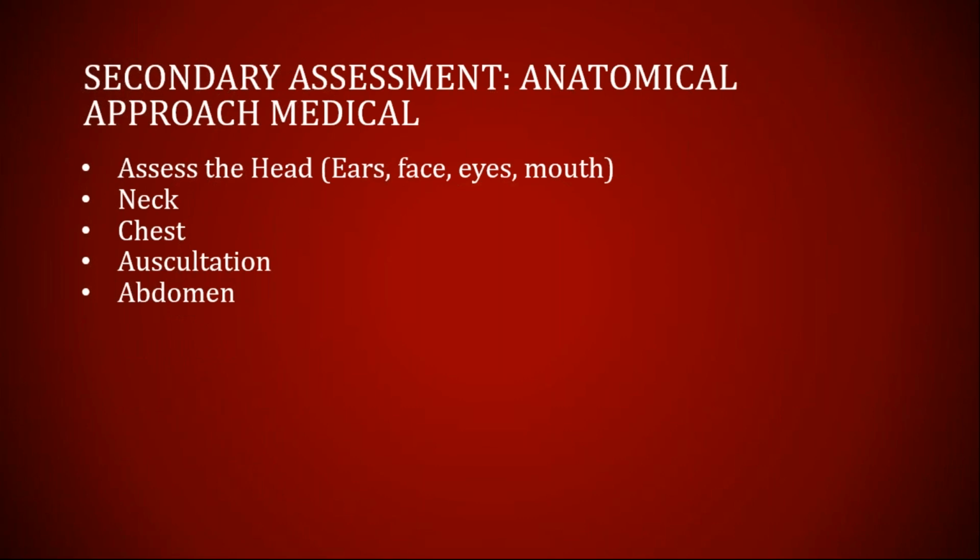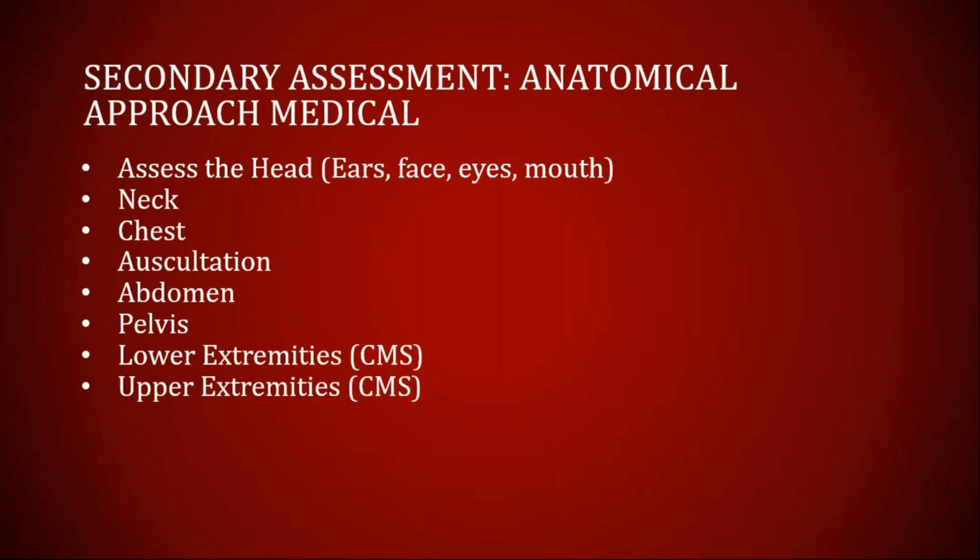From there, move down to the abdomen, expose the patient, check all 4 quadrants of the abdomen. So looking for DCAP, BTLS, and all of these components. Check the pelvis, check for stability, check for any type of bleeding. And then from there, you're going to go through the lower extremities, check for CMS, and then you're going to go back up to the upper extremities and check for CMS.